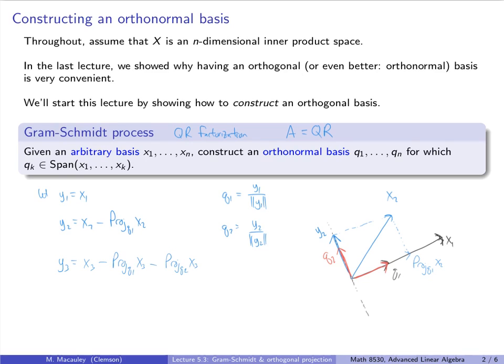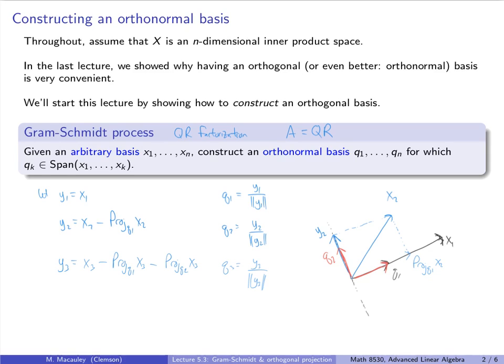Now remember the notation we've used. Capital P projection is the actual vector in this direction, whereas in the previous lecture I used lowercase p projection for this length. So we do that, and we get that q3 is y3 divided by the norm of y3.